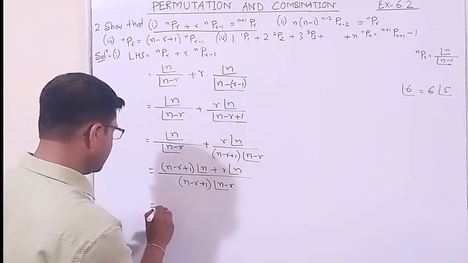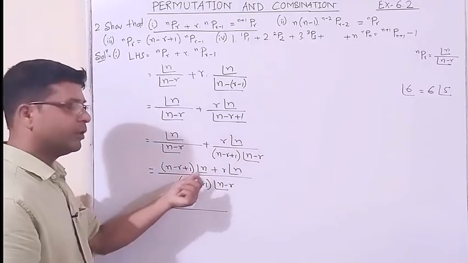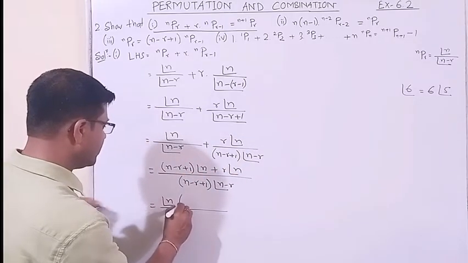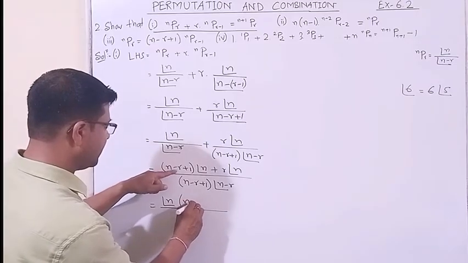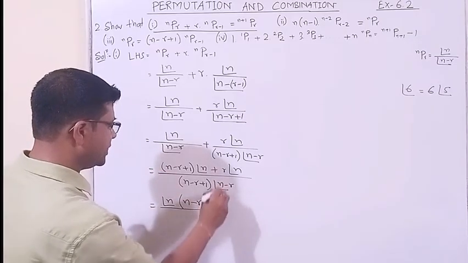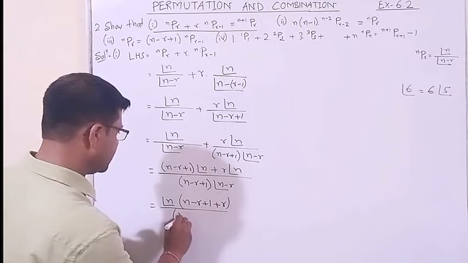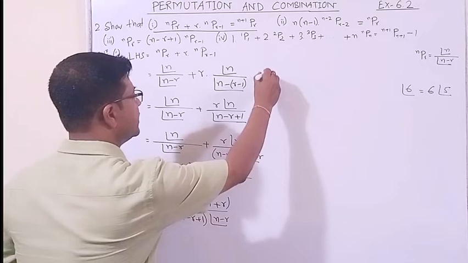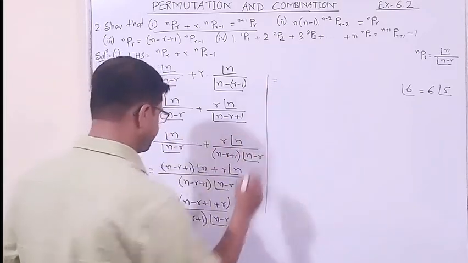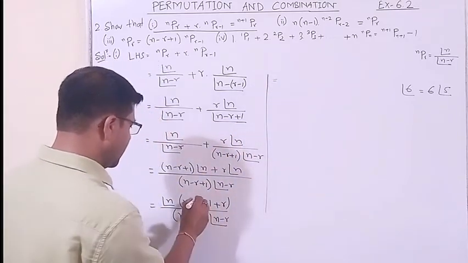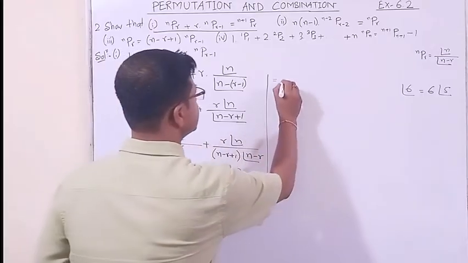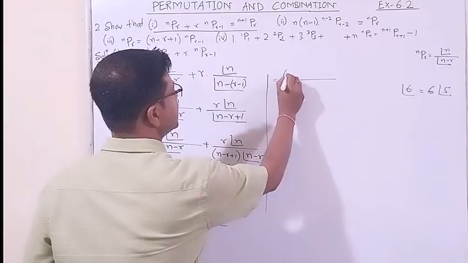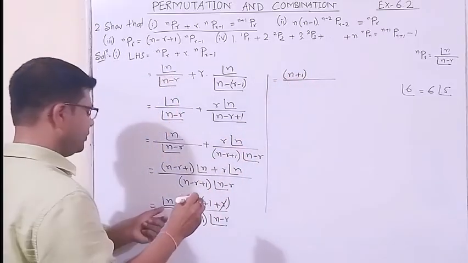Now dear students, can you say from these two terms what is common? You can see that factorial n is common. Let us take factorial n common. What will be left? Inside the bracket, n minus r plus 1, then plus r. The denominator is n minus r plus 1 factorial n minus r. Now here r will get cancelled. Let us write this n plus 1 ahead of this. So this is n plus 1 into factorial n.